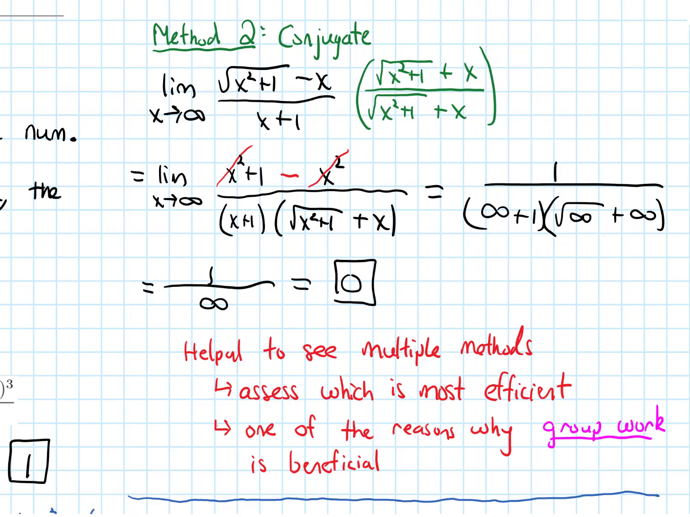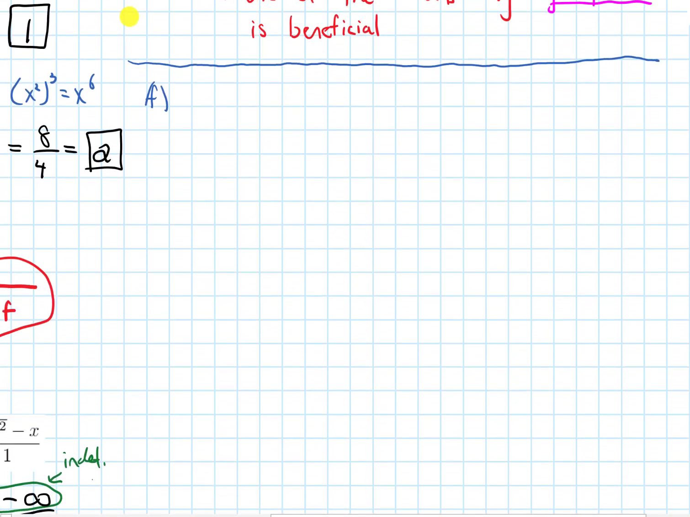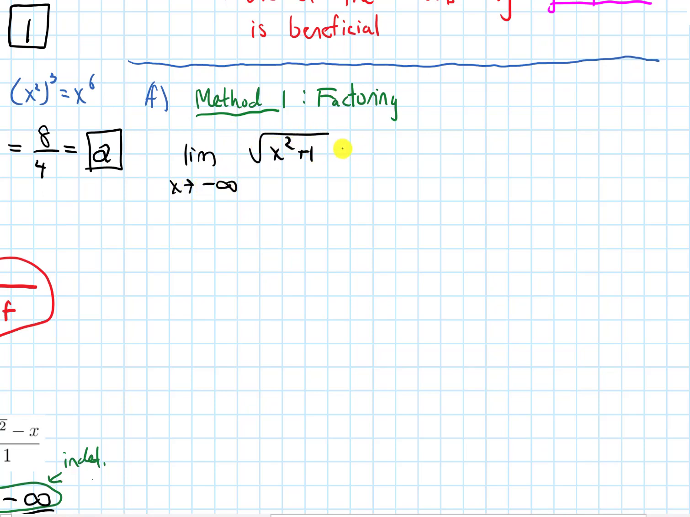All right, let's look at part B now, or I guess this is part F of this example. For that one, I also want to do this in 2 ways. Let's do this first by factoring, and then we'll also do it using the conjugate. It's a really similar expression, except x is going to negative infinity. So recall we had the limit as x approaches negative infinity, square root of x squared plus 1 minus x over x plus 1.